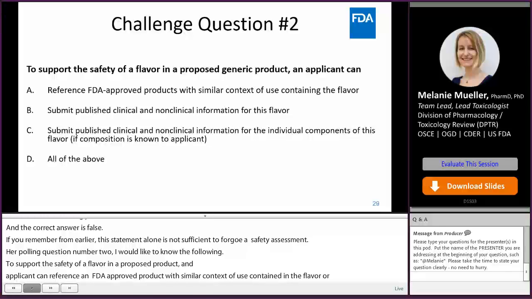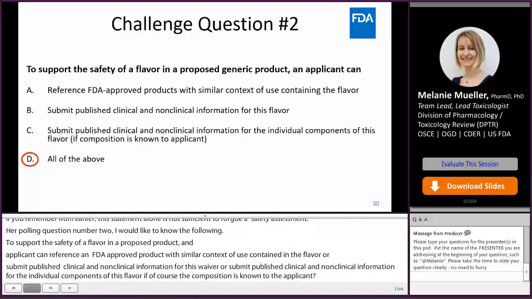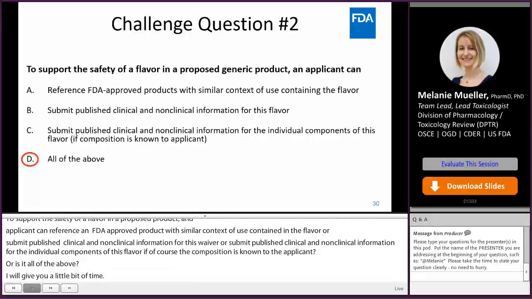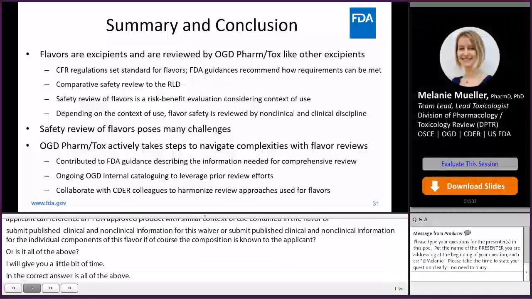Again, I give you a little bit of time. And the correct answer to question 2 is D, all of the above. A generic applicant has all of these options to qualify a flavor for safety. And with that, I arrived at the end of my presentation.